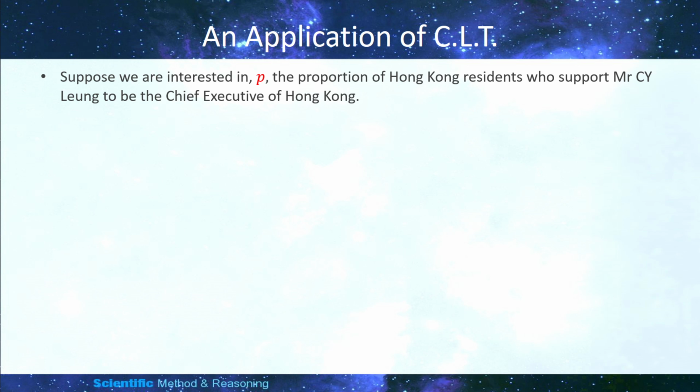Now, an application of the central limit theorem is the following. Suppose we're interested in the population proportion, P, the proportion of Hong Kong residents who support Mr. C.Y. Leung to be the chief executive of Hong Kong. And this is the parameter of interest that one would like to estimate.